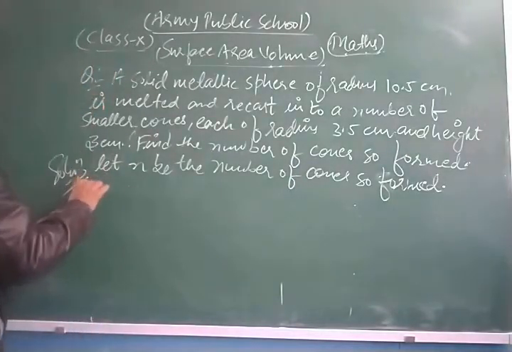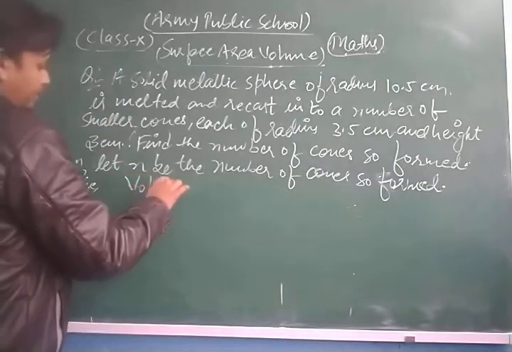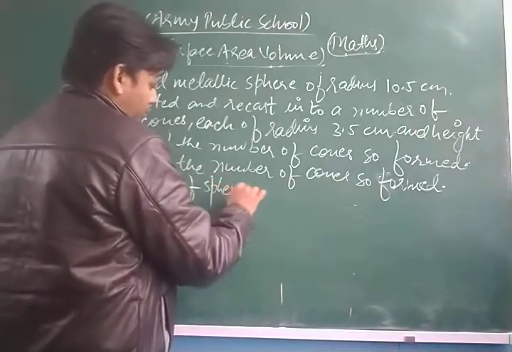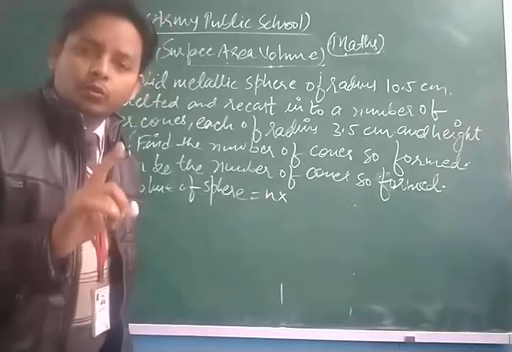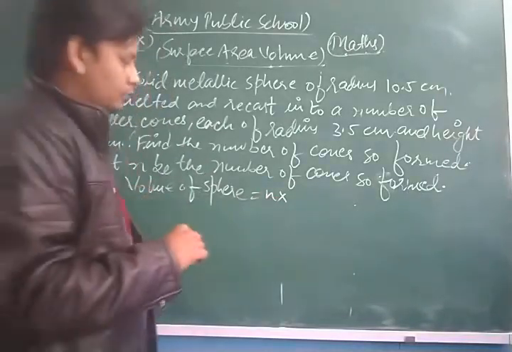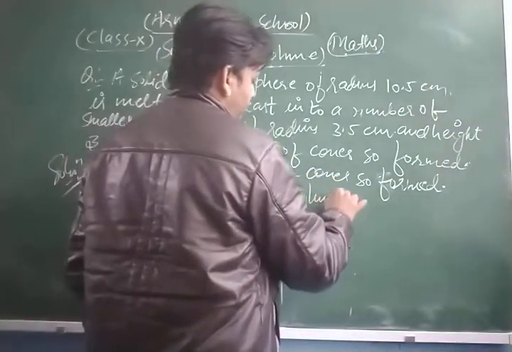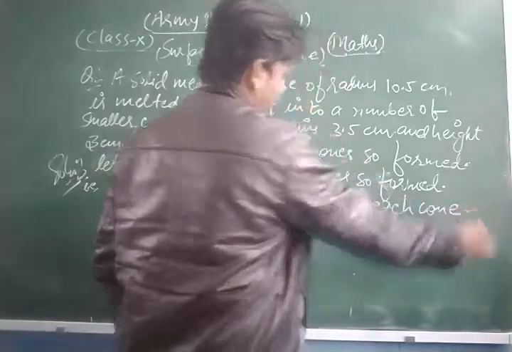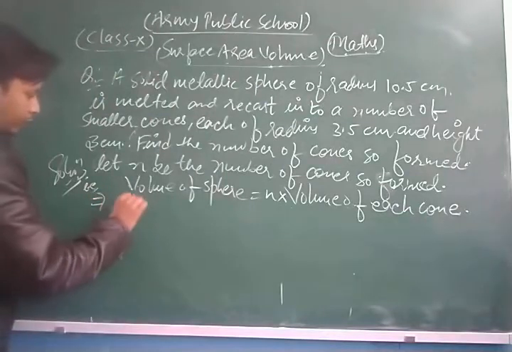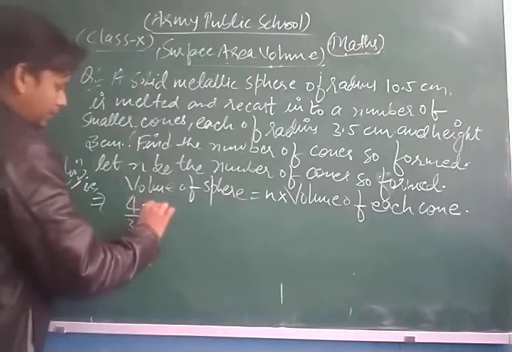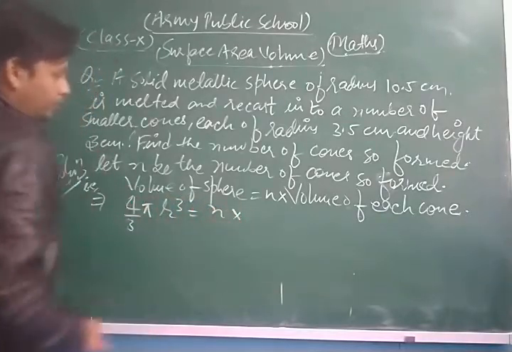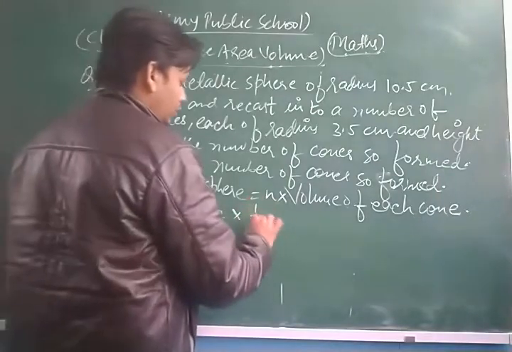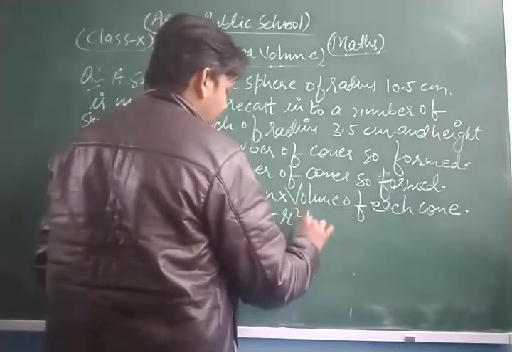Then the volume of the sphere is equal to n into the volume of each cone. Now the volume of the sphere, you know the formula, is 4 by 3 pi r cube, which is equal to n into the volume of each cone, and that is 1 by 3 pi r dash square h.